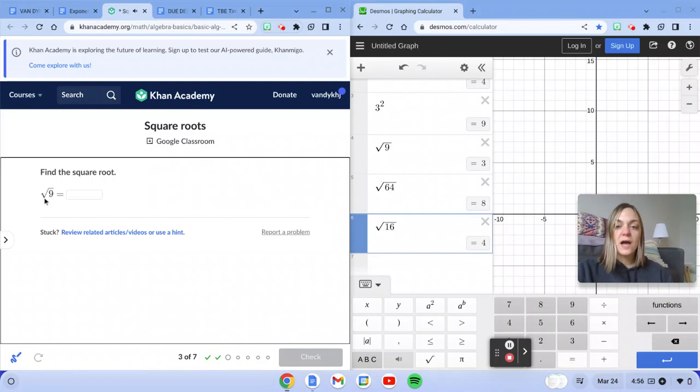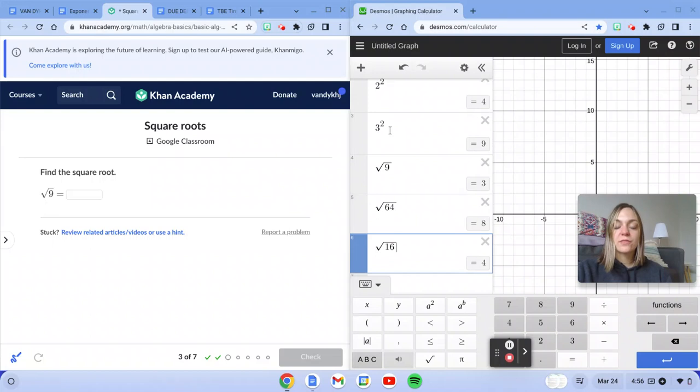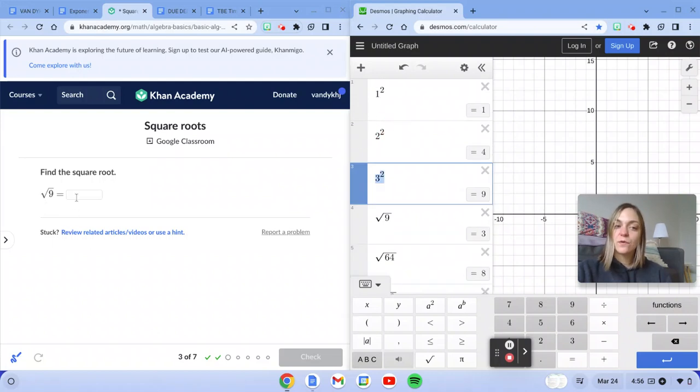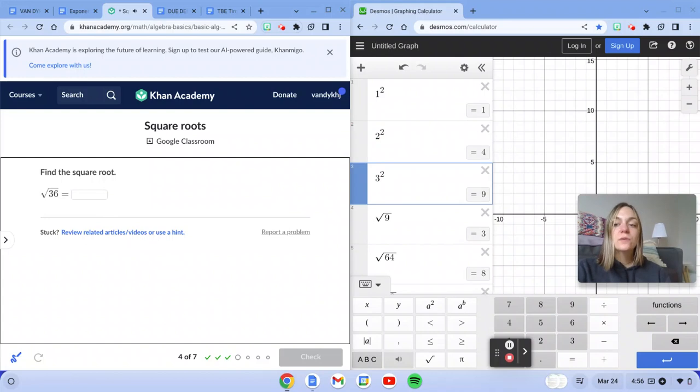Next, we have the square root of 9. Well, lucky for us, we know that 3 squared is 9. Therefore, the square root of 9 must be 3. And you keep going. So you've got the option of using Desmos if you need, or you can try to think critically when figuring out the square root based on your knowledge of multiplication.